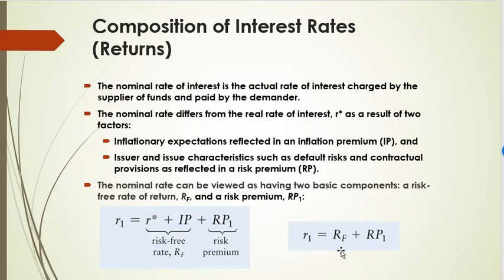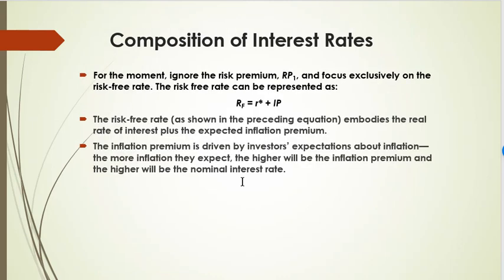So we can modify this a little bit, and say the nominal rate of return on any asset is the risk-free rate for that period of time, for that time frame, if you will, plus the risk premium. So the risk-free rate for a 1-year investment will be much different than the risk-free rate for a 30-year instrument, mostly due to the change in inflation expectations.